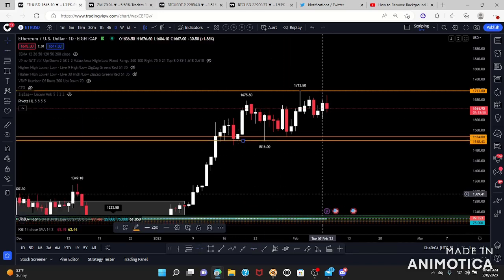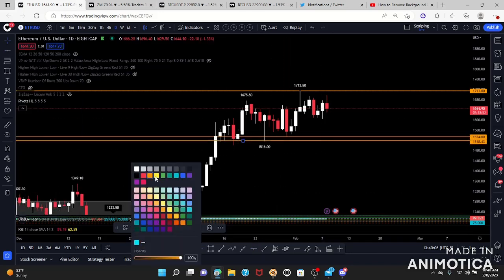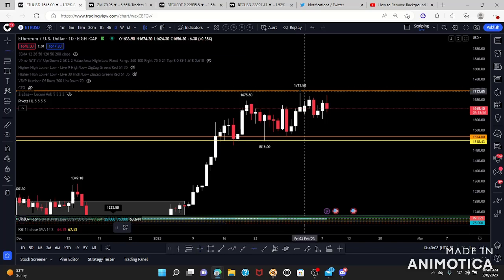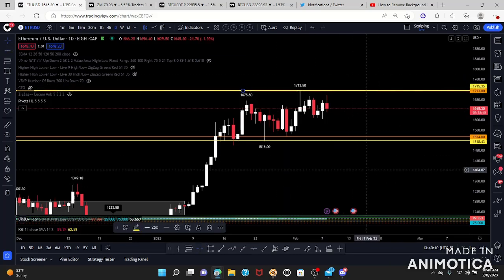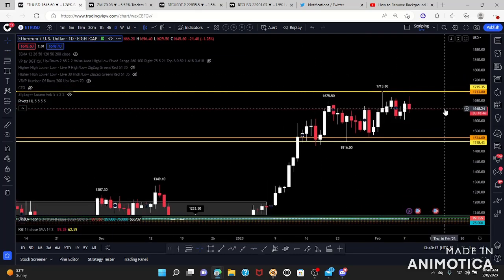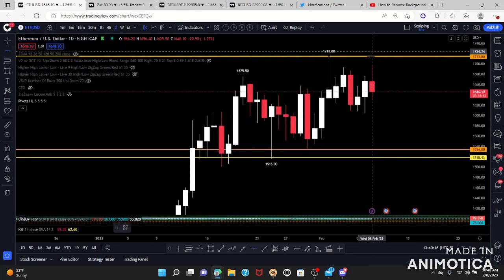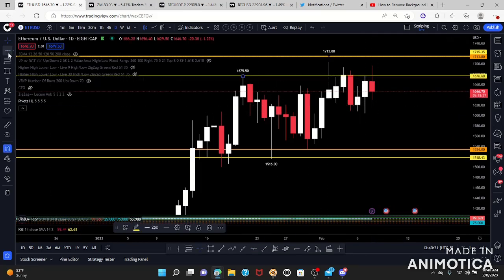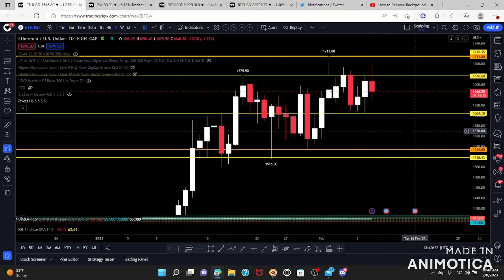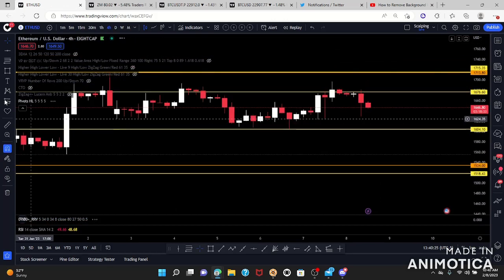So this will be our low. Let's change the color to yellow, and this is our high again, the same thing as the weekly. So okay, now that we have done that, let's go ahead to the previous candle and set our support and resistance on the previous candle. Okay, let's go into the 4-hour.